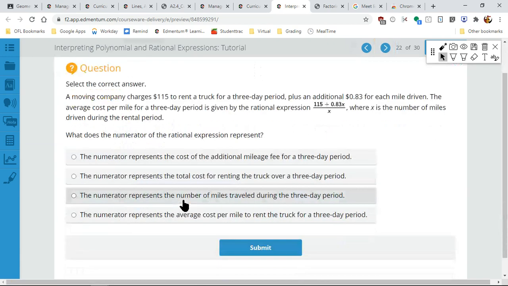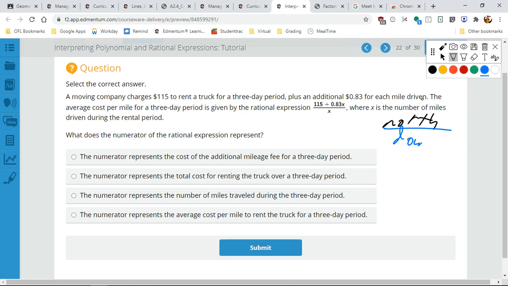So what does this numerator represent? This numerator, this top part right here, and the way I remember it is numerator starts with N, like north is on the top. Denominator starts with a D, that means down. Probably a silly way to remember it, but it stuck with me for all these years.